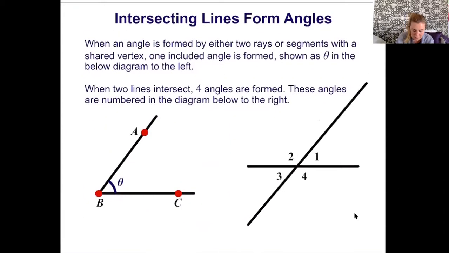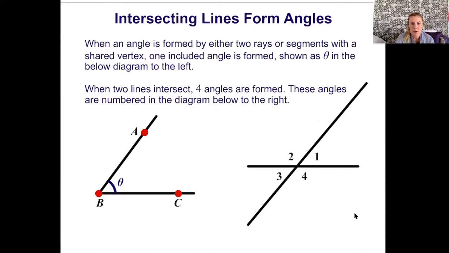So now we're going to talk about intersecting lines forming angles. When an angle is formed by either 2 rays or segments with a shared vertex, one included angle is formed, shown as theta in the diagram to the left. When 2 lines intersect, 4 angles are formed. These angles are numbered in the diagram below.